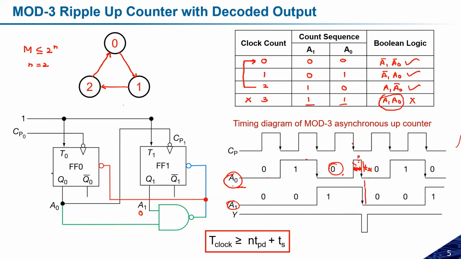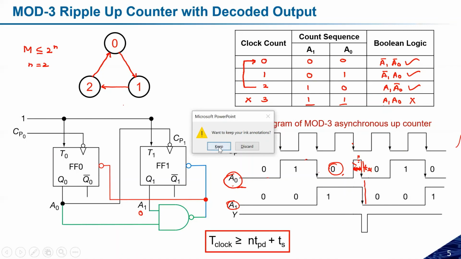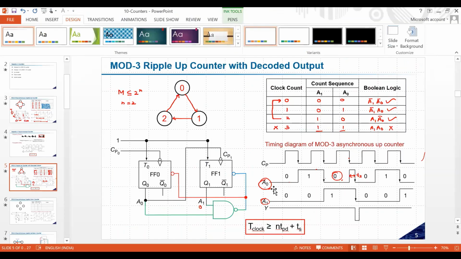Can you explain how that spike is coming in? Why? Let me check, there is some error. I think there is some problem, so I need to check it out. One minute.